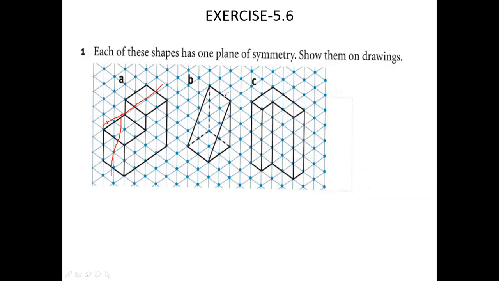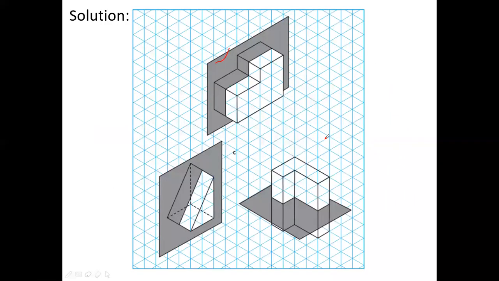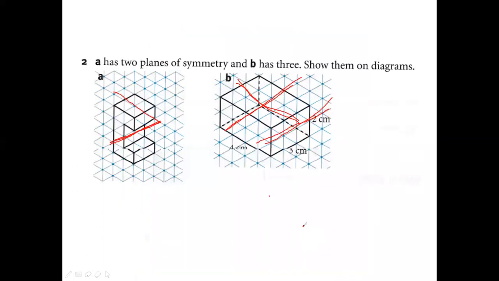For the second figure also the same. From here, here only you can cut. For the third one, you can cut like this. Next, here what he is saying first. This first figure has two lines of symmetry. You know that one is like this, and the other is from here, horizontally in the center.